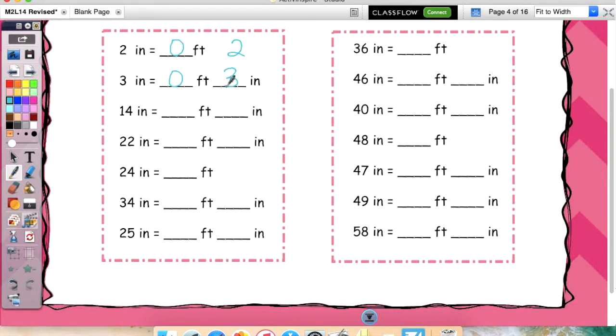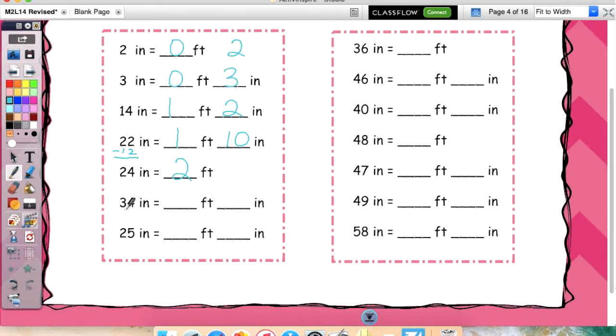14 inches. Okay, so I'm going to take 1 foot out of this. How many inches is 1 foot? 12. So that leaves me 2 left over. Okay? This is not 24 yet, so it can't be 2 feet. So it's 1 foot. Now subtract 12 from this. What do you get? 10. Okay. 24 inches. 2 feet.